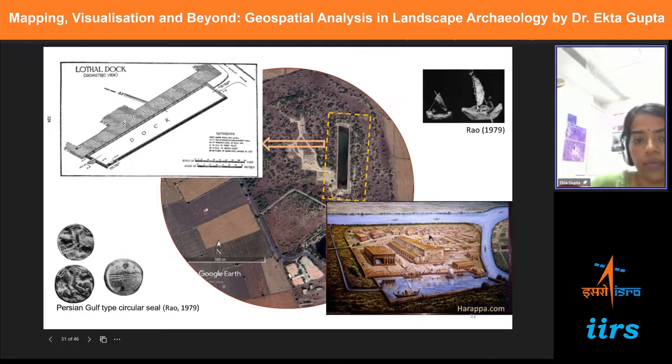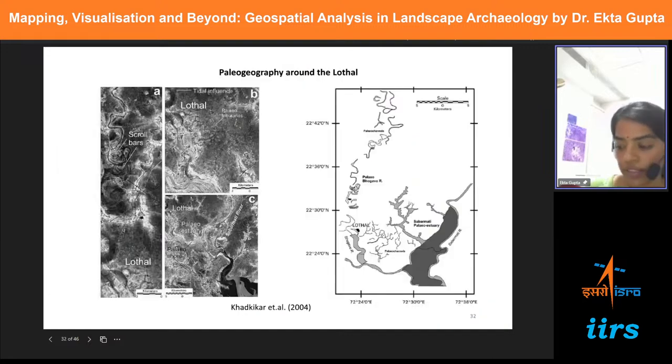And so what we did, we tried to reconstruct the environment, the landscape around Lothal. This is one of the studies which was done in 2004, and this is the first study around Lothal which was done using remote sensing data. And here, Khatkikar and others found a paleo channel, and they mentioned that it could be a paleo Bhogavo river which was connecting Lothal, and which supported S.R. Rao's hypothesis of Lothal being a port town and dockyard. I mean, that basin structure being a dockyard.